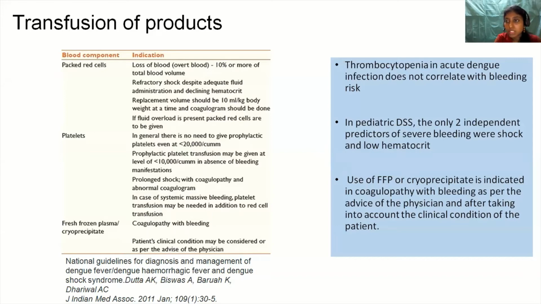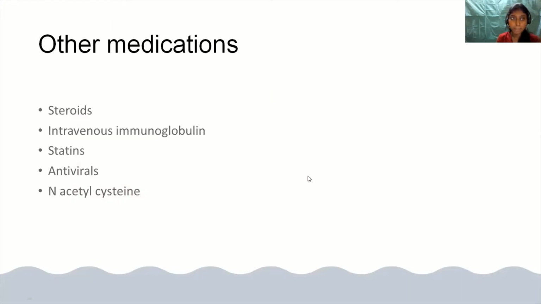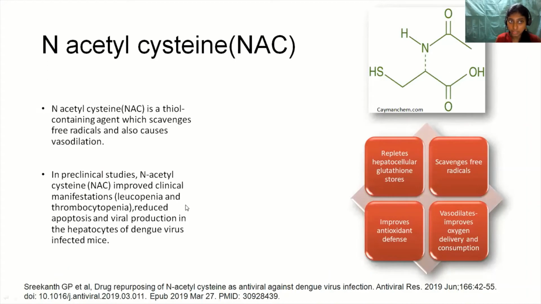They have found that thrombocytopenia in acute dengue infection does not correlate with the bleeding risk. In pediatric studies, the only 2 independent predictors of severe bleeding were shock and low hematocrit. Some of the other medications which have been studied in dengue are steroids, intravenous immunoglobulin, statins, antivirals, and N-acetylcysteine. For the rest of my presentation, I would like to highlight the role of N-acetylcysteine in dengue virus infection.